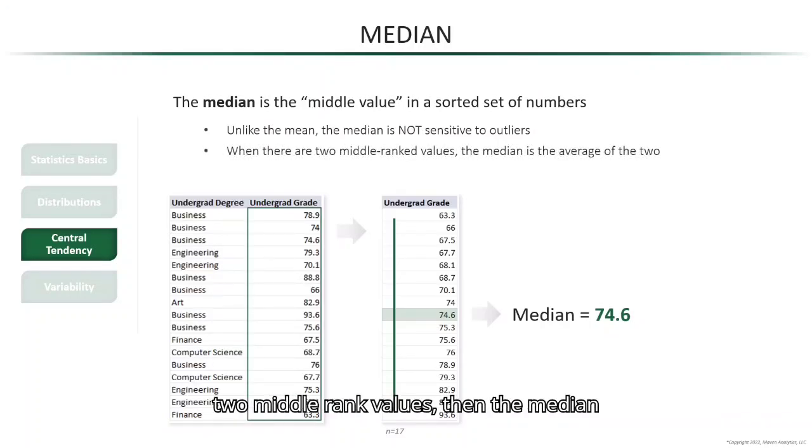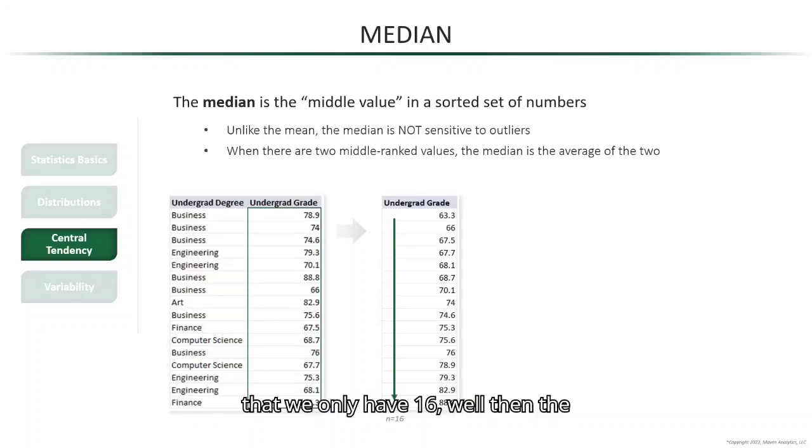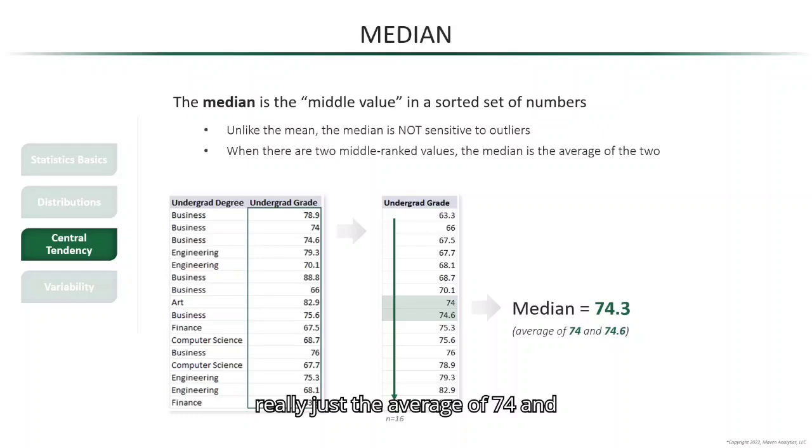But when there are two middle ranked values, then the median is going to be the average of the two. So if we take away one of these students so that we only have 16, well, then the median is going to be 74.3, which is really just the average of 74 and 74.6. And keep in mind that even if we change that 63.3 at the top to a 0, making it an outlier, the median would actually stay exactly the same, but the average would change and would actually drop in value.